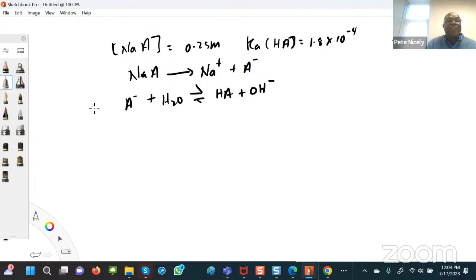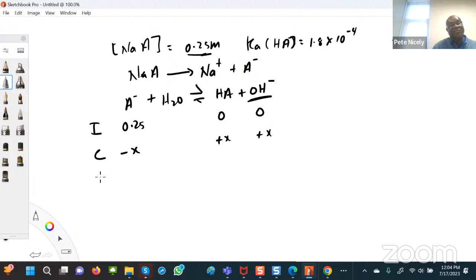All right, so we can construct an ICE table. And let me just say before I do that, by virtue of the fact that hydroxide is being formed, that tells us something. It tells us that the pH will be greater than 7. All right, so initially, the concentration of the A- would be the 0.25 here. And this would be 0, and that would be 0. And the change here would be minus X, this would be plus X, that would be plus X. So at equilibrium, you're going to have 0.25 minus X here, X here, and X here.